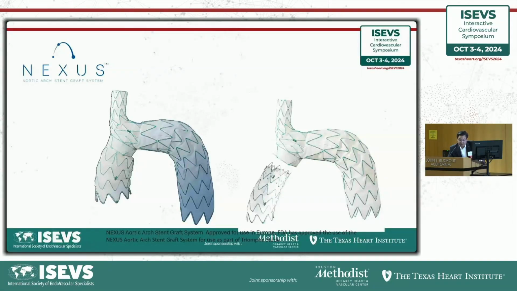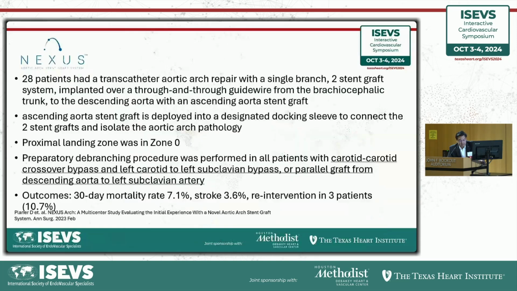Preparatory debranching procedure was performed in all patients with carotid-carotid crossover bypass and left carotid to left subclavian bypass or parallel graft from descending to left subclavian artery. The TRIUMPH IDE data was presented at STS 2024. The multi-arm, multi-center, non-randomized prospective IDE enrolled 110 patients from 31 sites. In the first 22 patients, it showed low mortality rate, no disabling strokes, paraplegia, or renal failure, and short ICU and hospital stays.